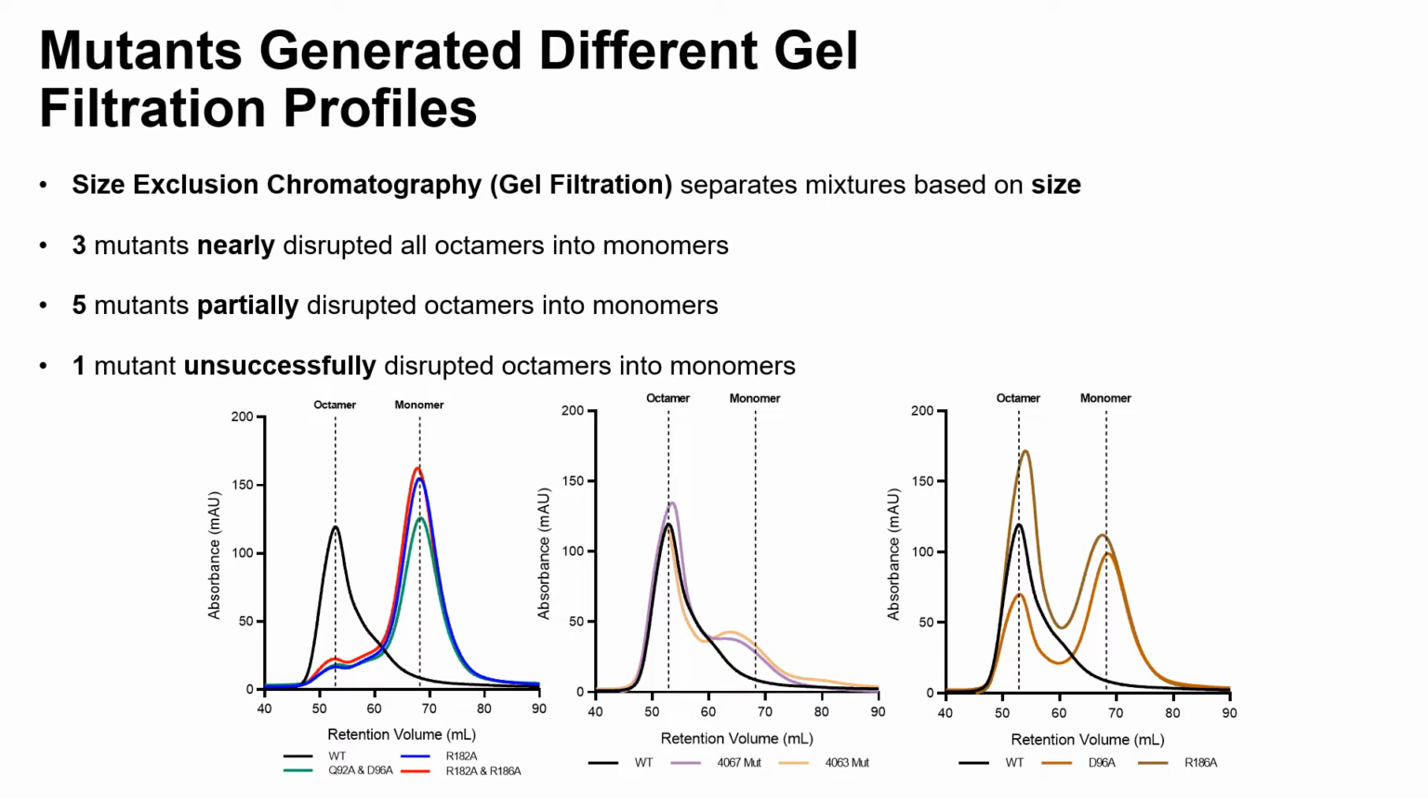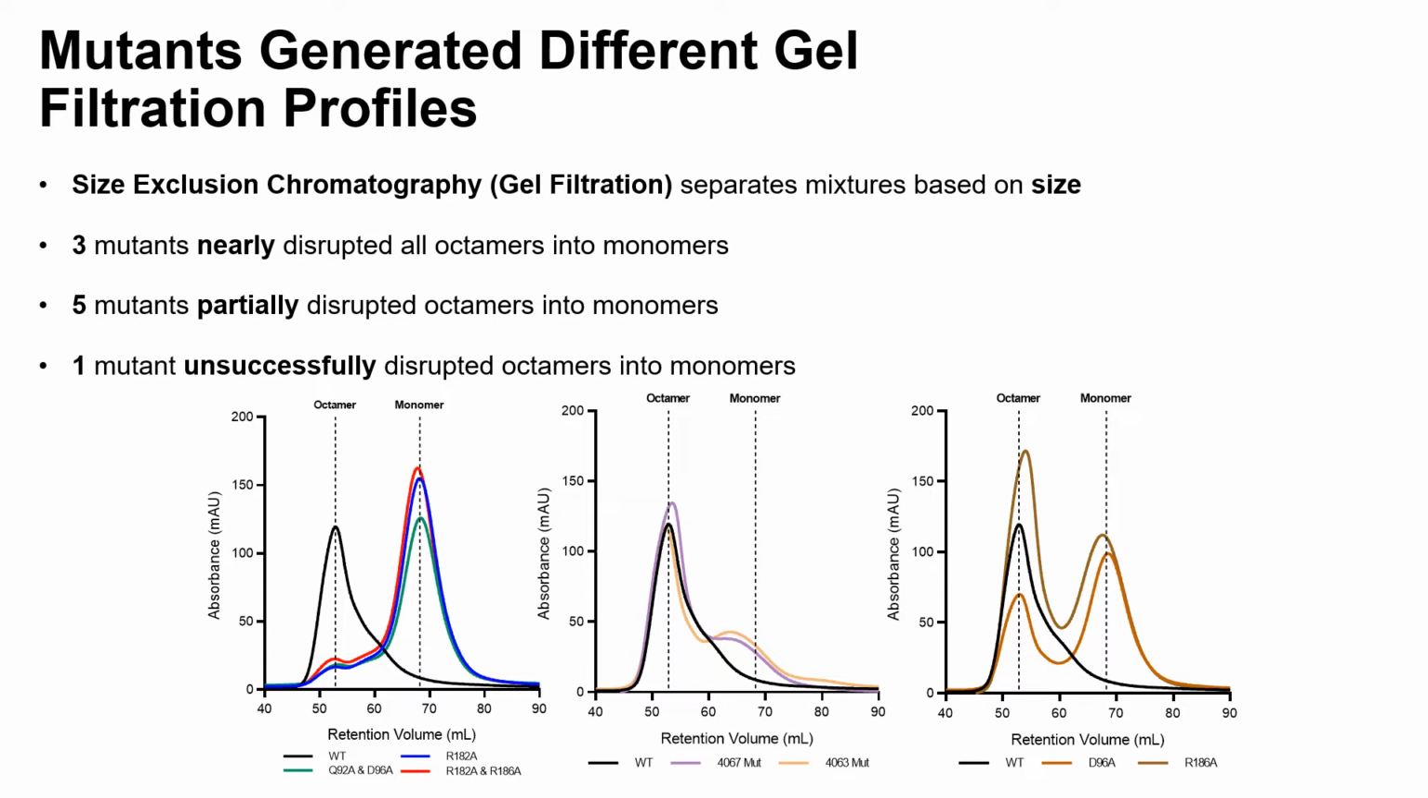Next, each mutant and wild type were separated in size exclusion chromatography, otherwise known as gel filtration, which separates mixtures based on size. Large and bulky molecules tend to elute first before smaller molecules. As shown below, the wild type, which is an octamer, eluted faster than the mutants which were designed to form monomers. Thus, this tells us that the mutants generated were able to disrupt the dimer interface.